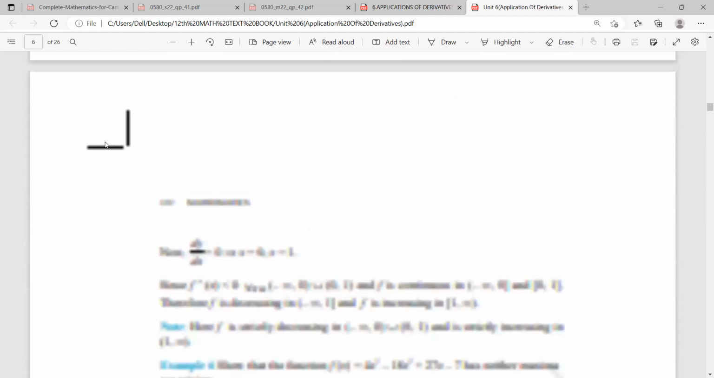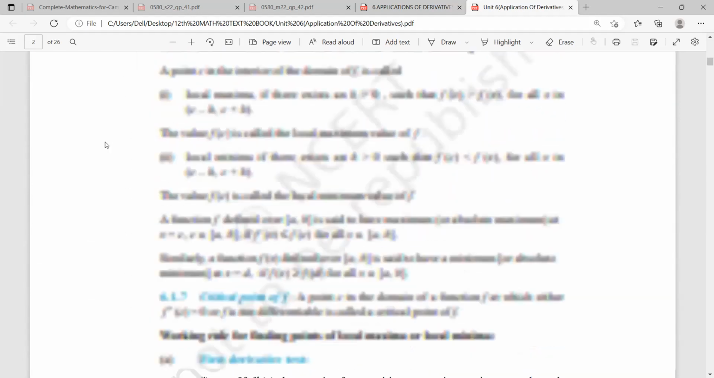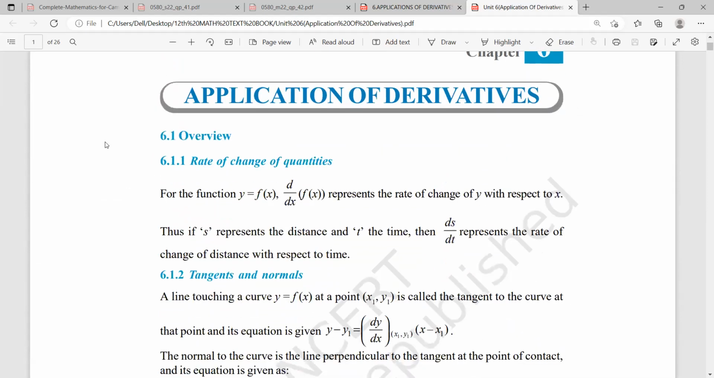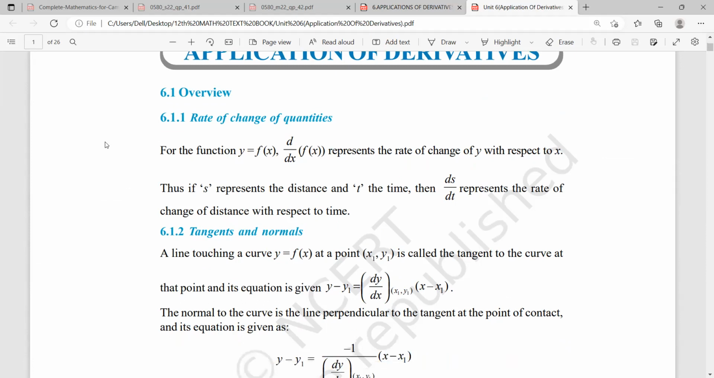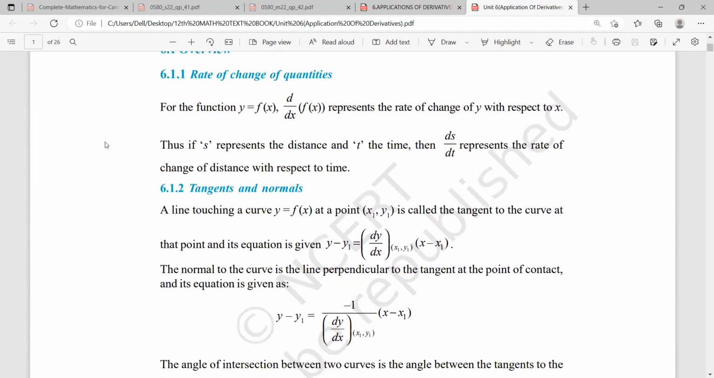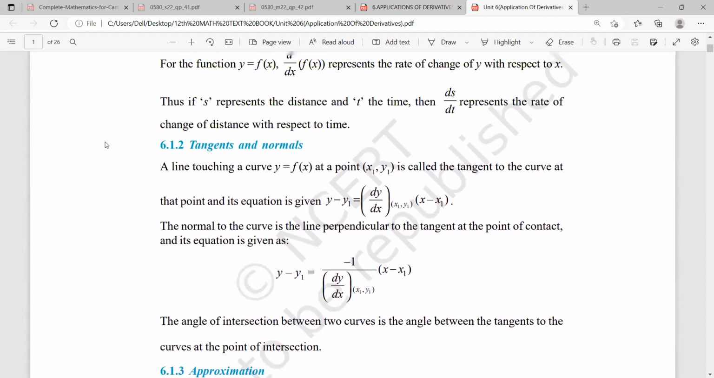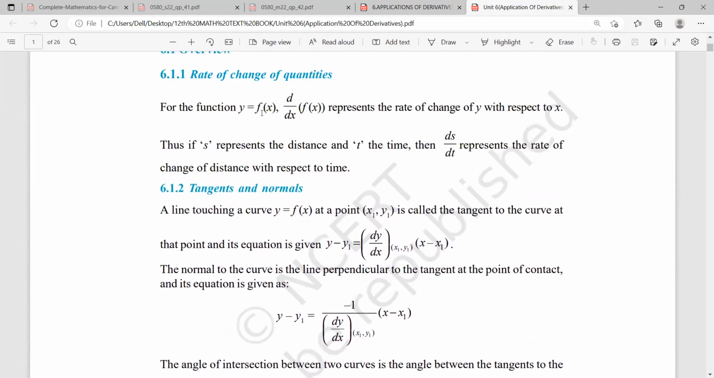Okay, so what shall we do now is we'll have a revision. In this application of derivatives, first is rate of change of quantities. With respect to variable x, there is a change in y. So as x changes, y also changes. That rate of change we call dy by dx. If it is with respect to t, dx by dt. First, rate of change of y with respect to x is dy by dx.